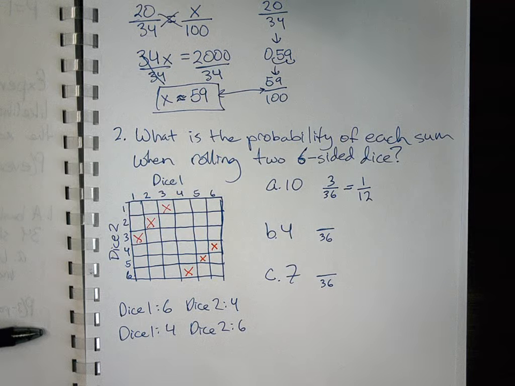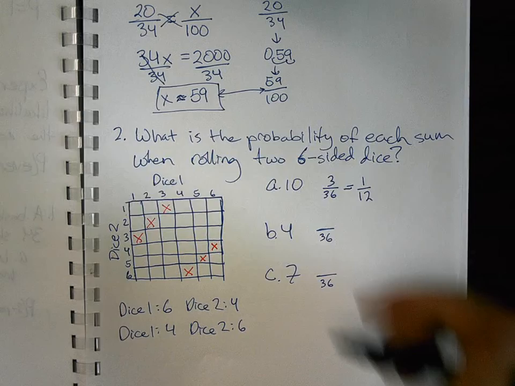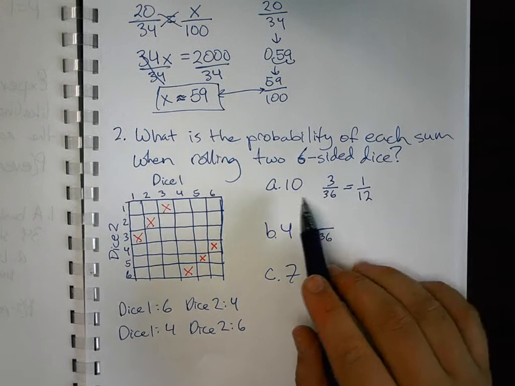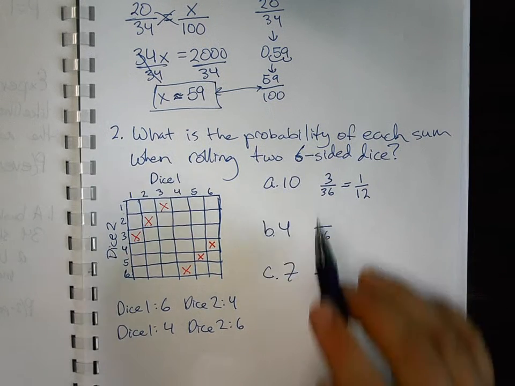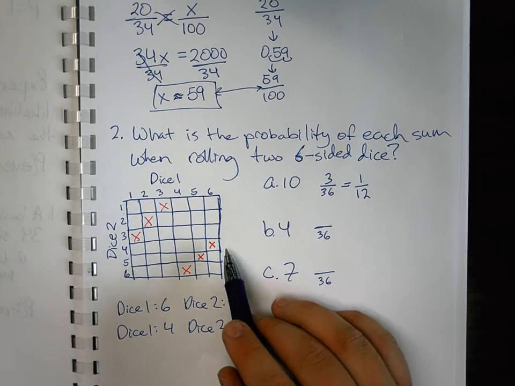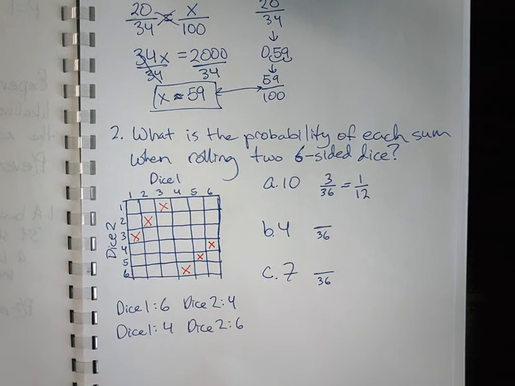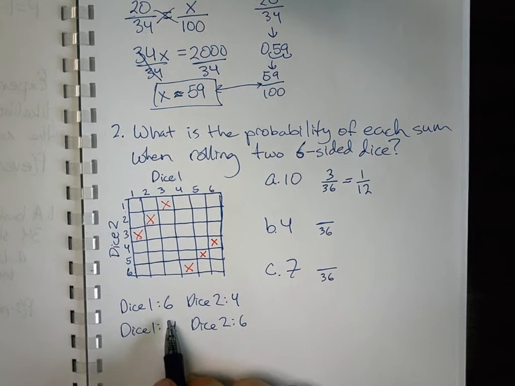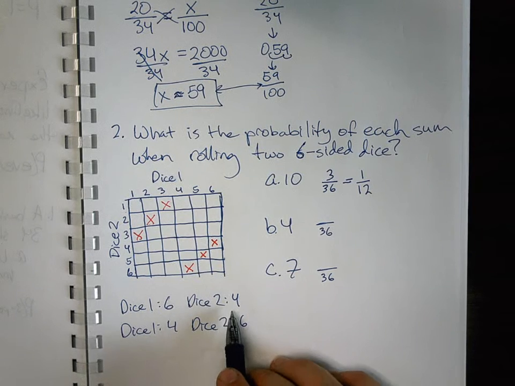Oh, actually, I'm sorry. That should be 4 out of 36. That's my fault. So, backing up a little bit, when you're considering 10 and the different ways to add up to 10, we have to take into account that order matters. So if I roll dice 1 and get a 6, and I roll dice 2 and get a 4, that's one outcome.